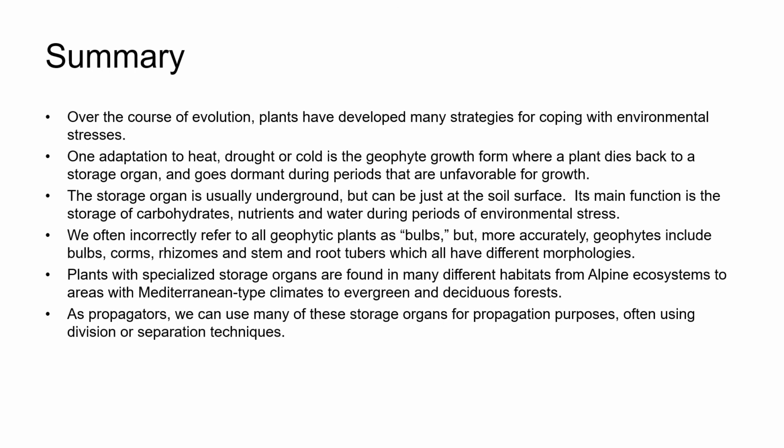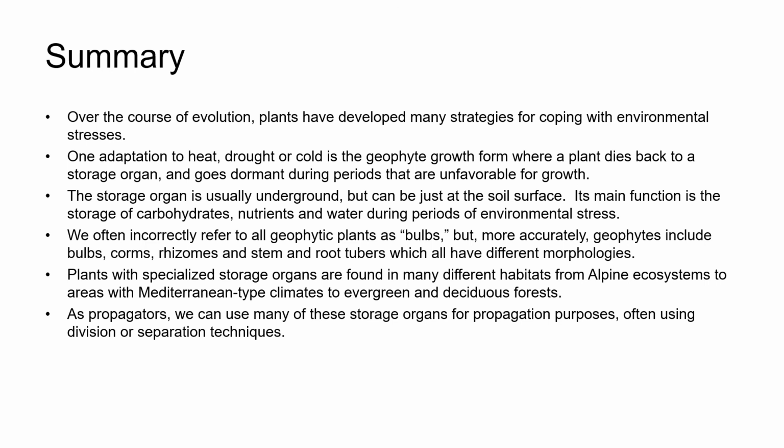Here's a summary of what's been covered in this unit. Over the course of evolution, plants have developed many strategies for coping with environmental stresses. One adaptation to heat, drought, or cold is the geophyte growth form, where a plant dies back to a storage organ and goes dormant during periods that are unfavorable for growth.